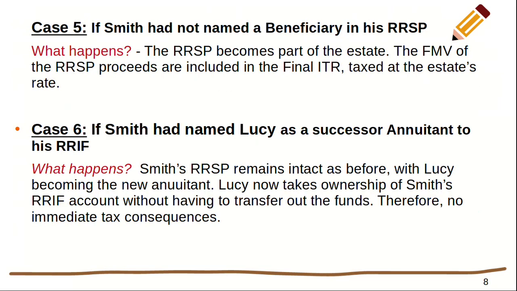Okay, so now let's see the case 5. What would happen if Smith had not named a beneficiary in his RRSP? So now the RRSP funds become part of the estate. The fair market value of the RRSP proceeds are included in the final income tax return, taxed at the estate's rate. And the final case, case 6, if Smith had named Lucy as a successor annuitant to his RRIF, then what would happen? Smith's RRIF account would remain intact as before, with Lucy becoming the new annuitant. That's Lucy takes ownership of Smith's RRIF account in its entirety.